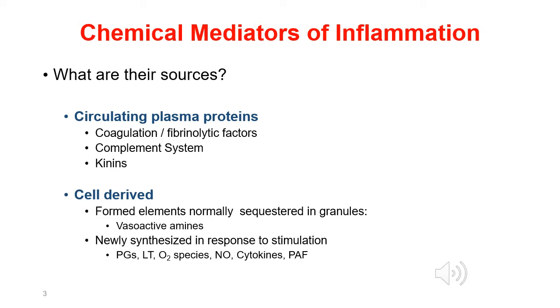The other major source of these chemical mediators are cell-derived, and these cell-derived ones can be either formed elements normally sequestered in the granules within the cells, and the best example of that is the vasoactive amines, or newly synthesized mediators in response to stimulation. And this includes probably the largest list of these chemical mediators, including the prostaglandins, the leukotrienes, the oxygen species, nitric oxide, cytokines, and platelet activating factor.